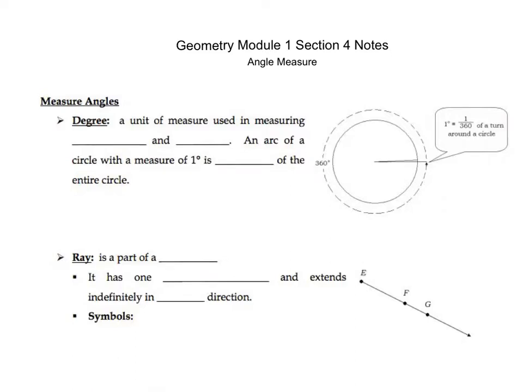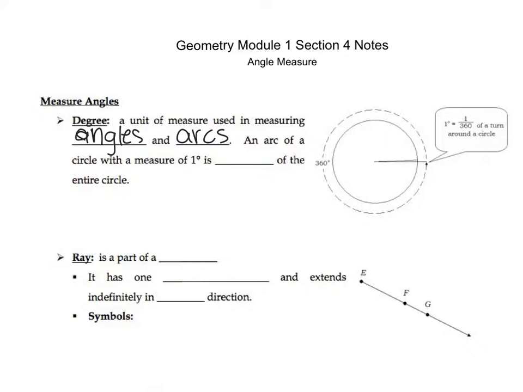In section 4, we're going to start talking about angle measure. So we want to define degree, which is used most often when we measure angles. It is a unit of measure used in measuring angles and arcs. And we'll talk more about arcs later in the year as that pertains to circles. We're going to start off with angles.